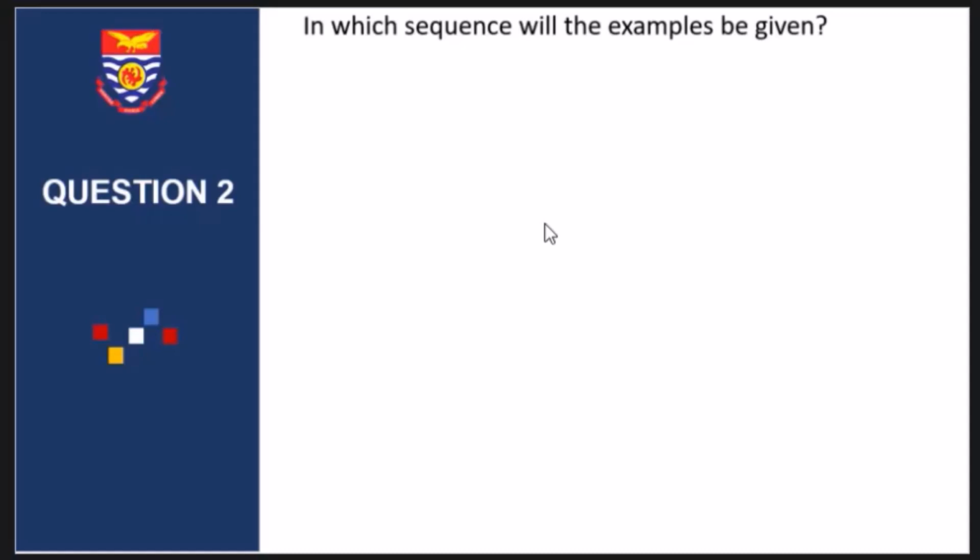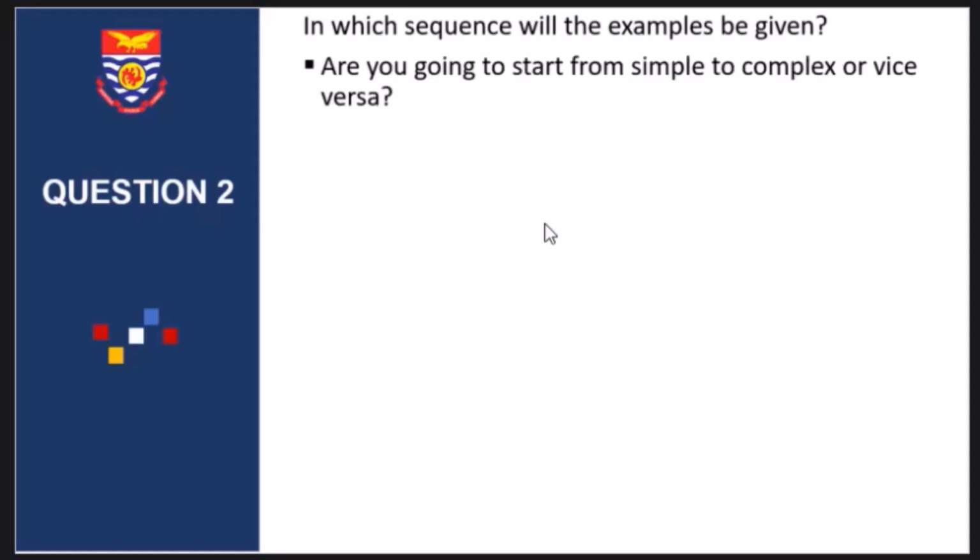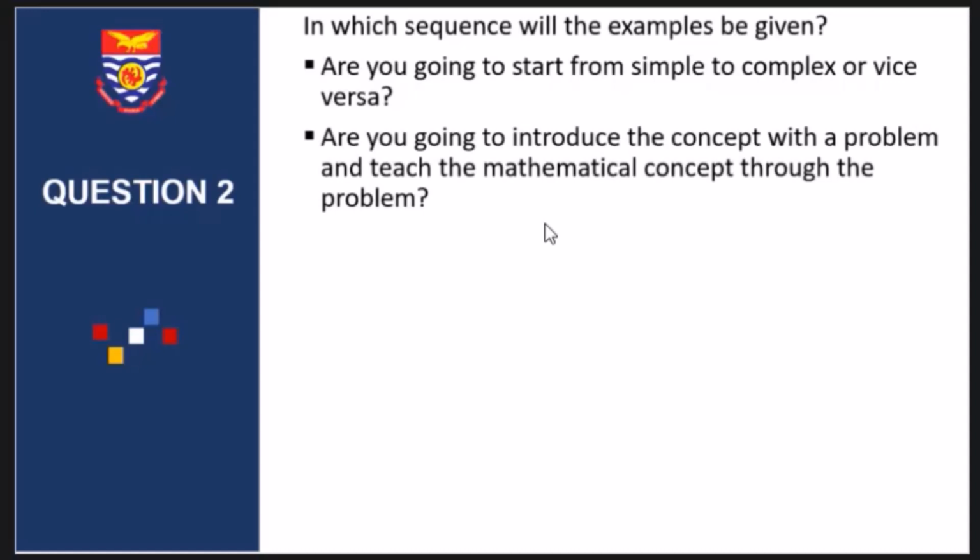The second question we should also ask is, in which sequence would the examples be given? So when giving your examples, what sequence do you give your examples? And questions you should ask about this is, are you going to start from simple to complex or complex to simple? This is a very necessary question to ask. And then, are you going to introduce the concept with an example, with a problem, and teach the mathematical concept through problem? So are you going to introduce the concept by giving the students a problem, and after teaching the concept, they will use that particular concept or what they have studied or learned to solve the particular problem?